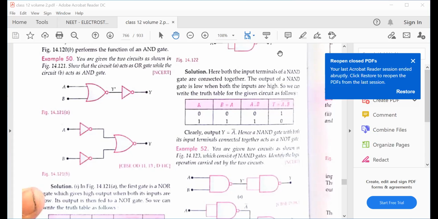Yes, sir. For the 50, first one, what is the output? 0, 1, 1, 1. Yes, ma'am, correct. Good. 0, 1, 1, 1. So it is your OR gate. Okay, let's see one more for the second one.